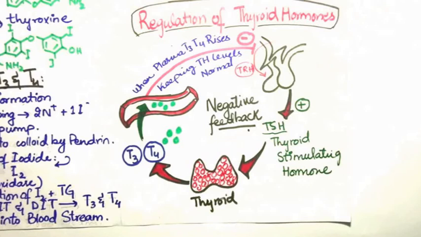If there is a rise in T3 and T4 level, TRH and TSH production will be reduced. And if there is a decrease in T3 and T4 level in the blood, it will cause TRH and TSH to be released from the hypothalamus and the pituitary gland to act upon the thyroid gland to release more T3 and T4. So this is how this negative feedback mechanism occurs.